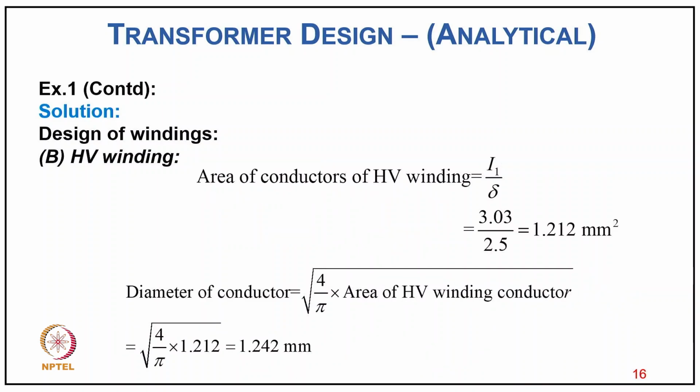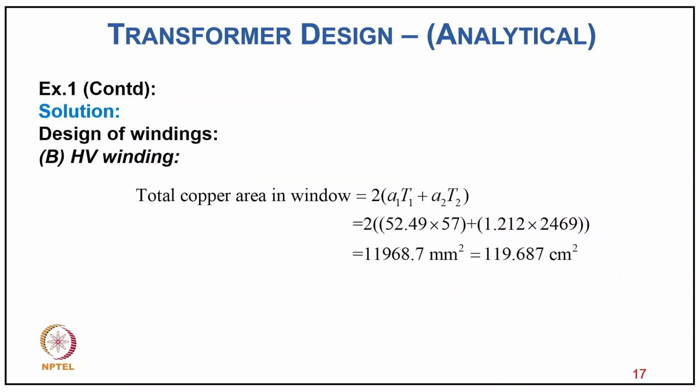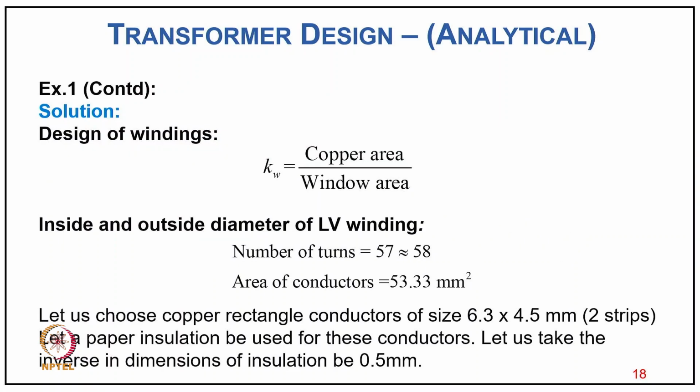Now coming to the area of the conductor in the high voltage winding, that's I1 upon delta. So putting the value, it comes 1.212 millimeter square, and the diameter of the conductor is the square root of 4 upon pi into the area of the winding conductor. So putting the value, it comes 1.242 millimeter. Now the total copper area in the window is 2 times A1T1 plus A2T2. Putting the value, it comes to 11,968.7, or you can call it 119.68 centimeter square. Now coming to the window space factor KW, copper area upon window area.